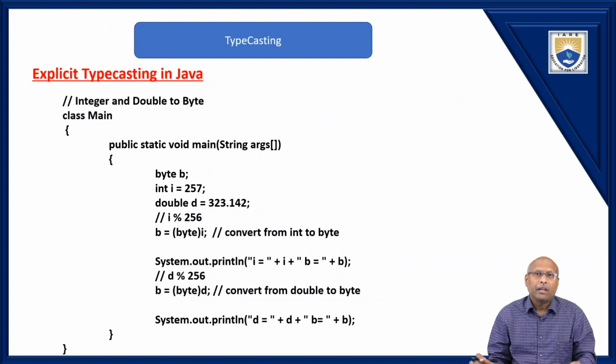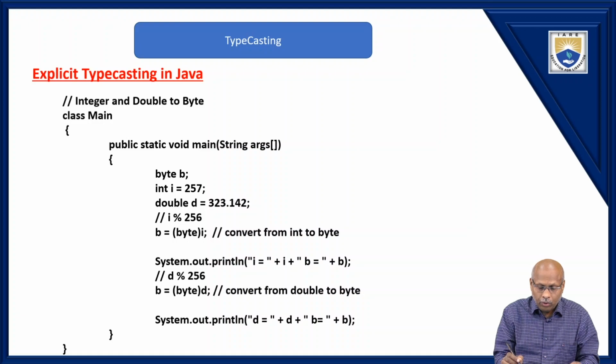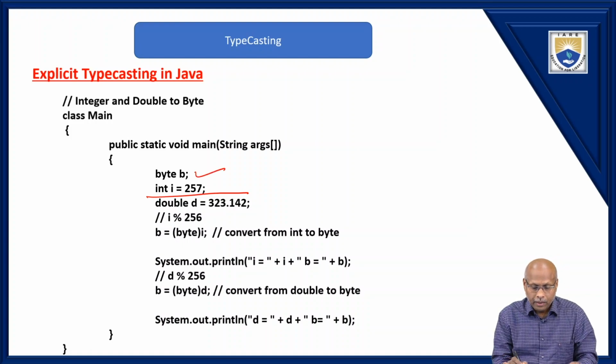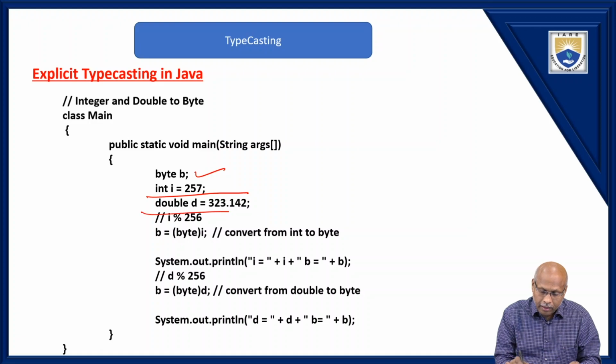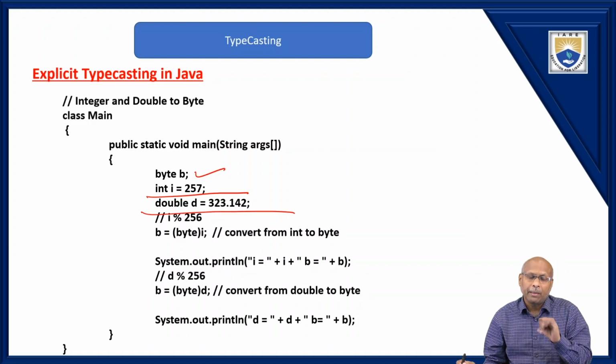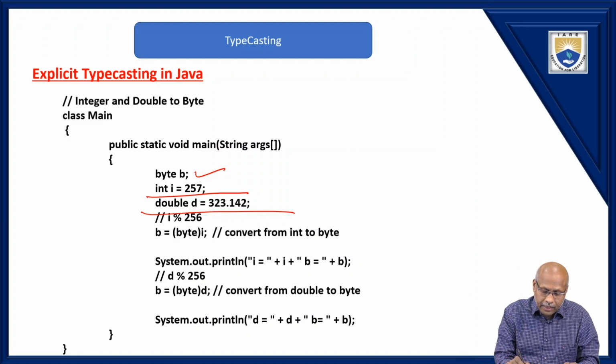A simple example of how you can do explicit typecasting. Here I have one variable called I, integer type, one variable called B, byte type, and one variable called D, double type. So there are three variables: a byte variable, an integer variable, and a double variable. Now I am converting this integer variable to byte.